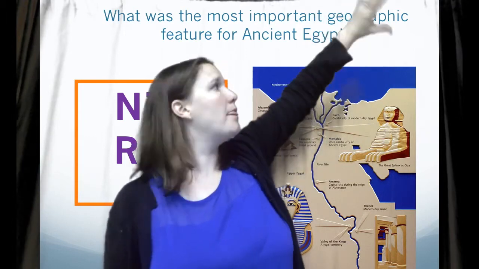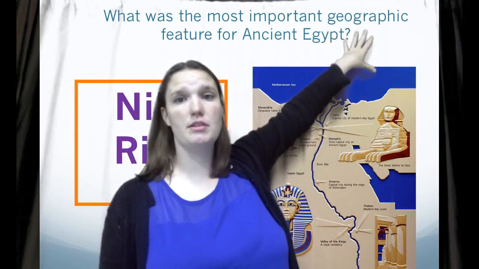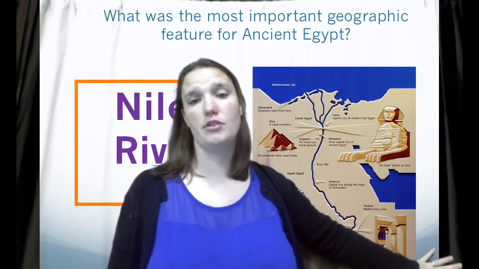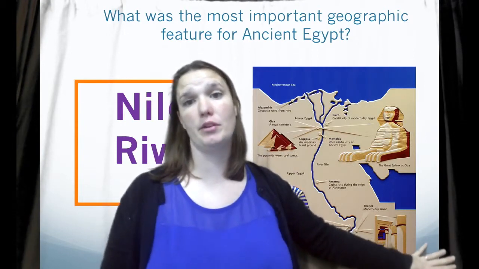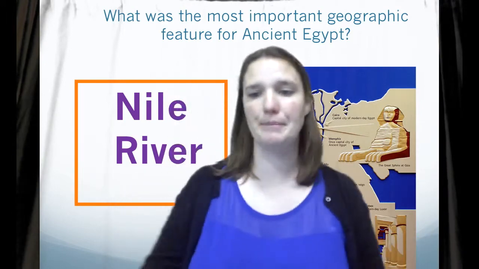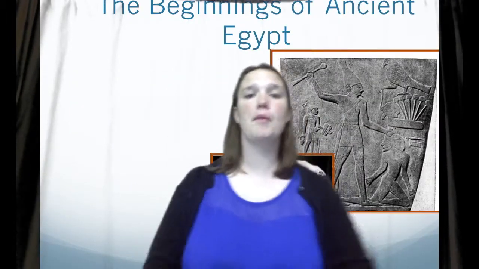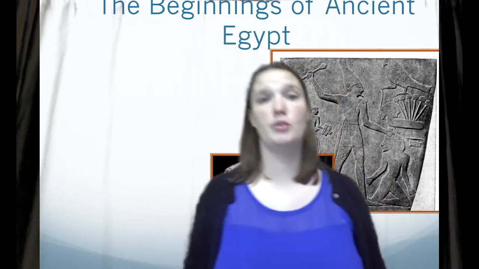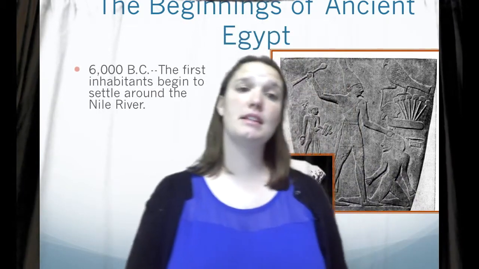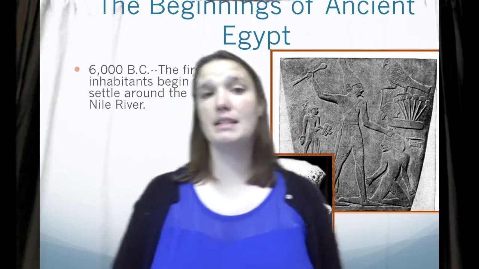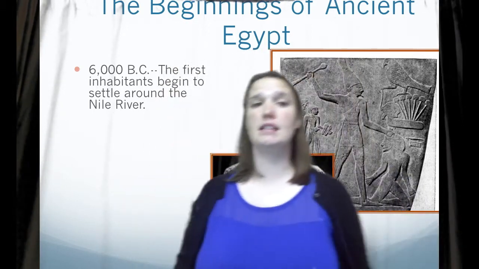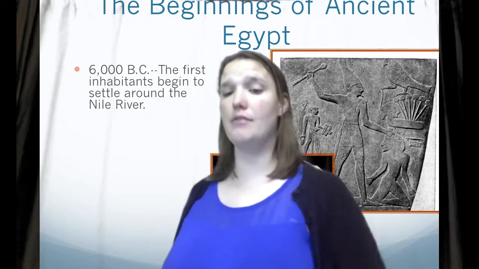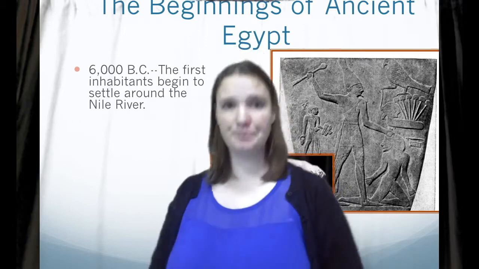The northern section is referred to as Lower Egypt, and the southern section is referred to as Upper Egypt, because again, the river flows in a different direction than we normally think about. It's all backwards. So what we also want to look at is the beginning of ancient Egypt and the people who helped create it. About 6,000 years BC or BCE is when we first start to see the first inhabitants settling around the Nile River. The Nile River is going to be the life flow of Egypt.